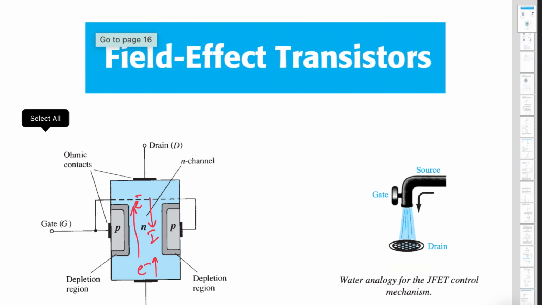Now in the next video we will see the biasing effect, that is the biasing of FETs, self biasing, voltage divider biasing, and so on.